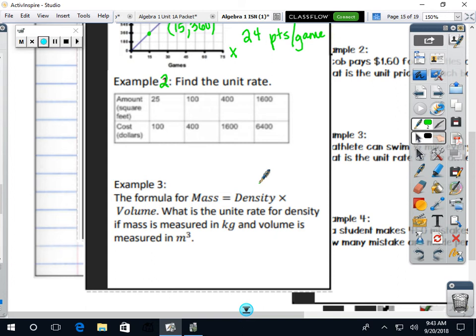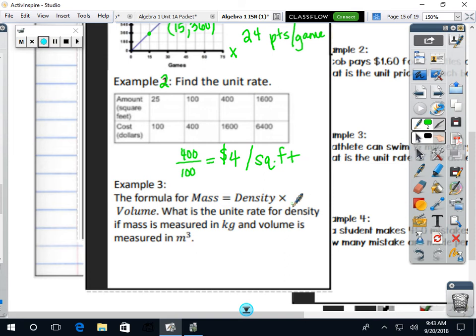Find the unit rate from a table. Okay? All you do is you take a y value and divide it by the x value. Okay, so just pick a y value, one of the y values. If you pick 400, you would need to divide it by its corresponding x value, which is 100, and that gives you 4. Isn't that $4 per square foot?